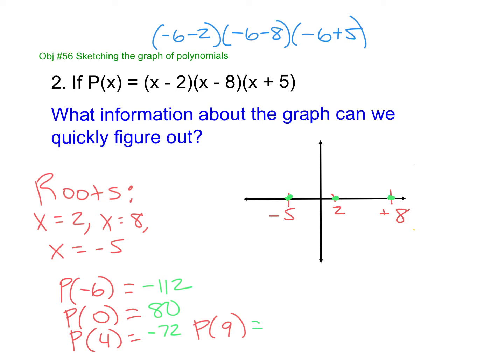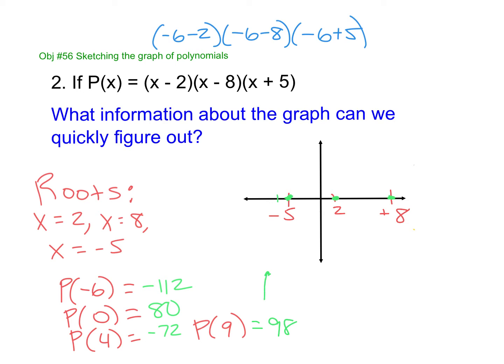Let's see, I got 98. Okay, so we don't want to plot all those, right? That's terrible. Those numbers are like way too big. So all that's really telling us is which way the graph is going. So -6 is somewhere here, so it's going to be down here, right?